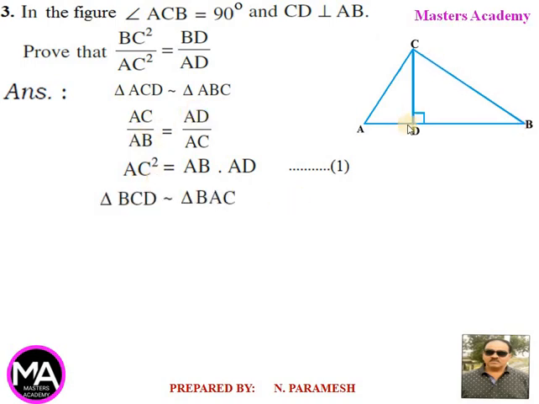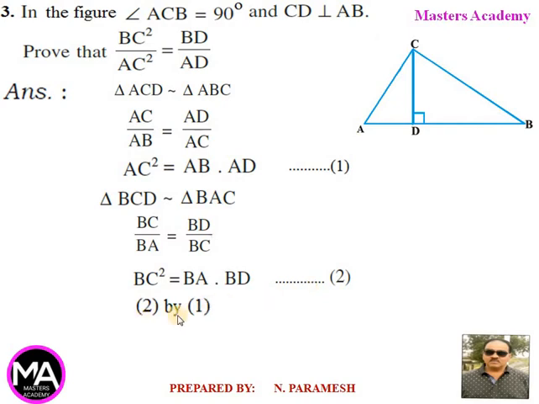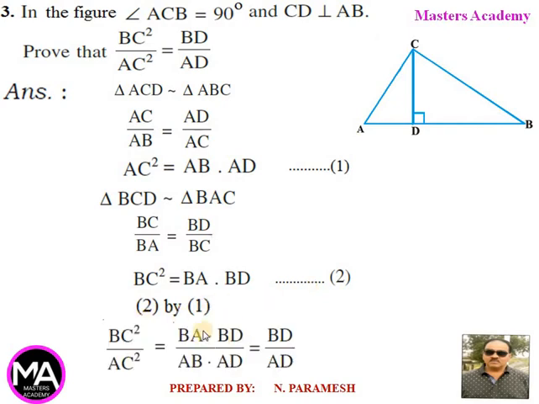Triangle BCD is similar to triangle BAC. BC divided by BA is equal to BD by BC. Cross multiplication: BC into BC, BC square is equal to BA into BD. Call this equation 2. Divide equation 2 by equation 1. BC square divided by AC square is equal to BA into BD divided by AB into AD. AB gets cancelled, so it is equal to BD by AD.